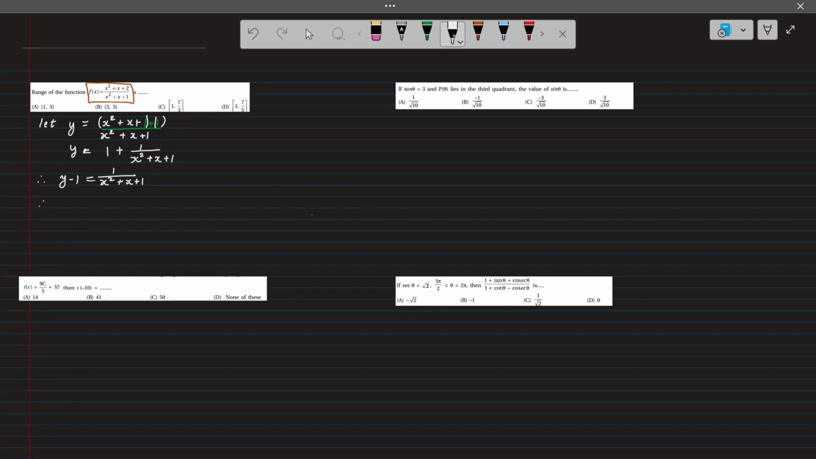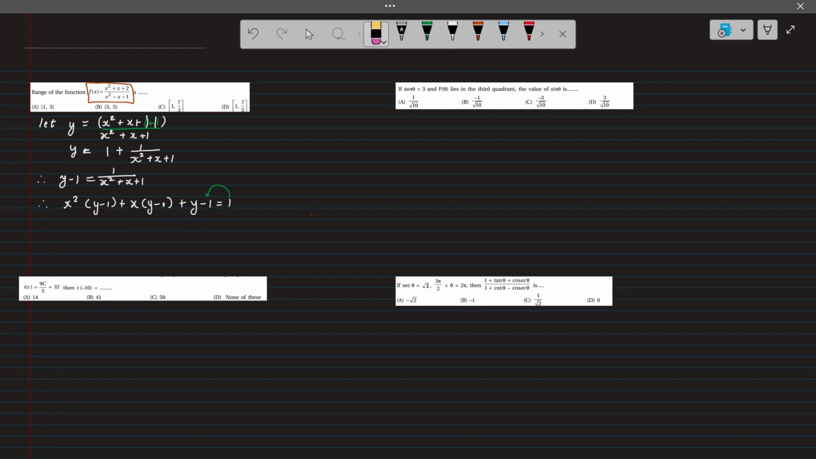Now we will multiply by x square plus x plus 1. So we can say it is x square into y minus 1, plus x into y minus 1, plus y minus 1 equals to 1. If we bring this 1 towards LHS, then we'll get our RHS equal to 0, and this term will become y minus 2. The rest of the terms will remain the same.